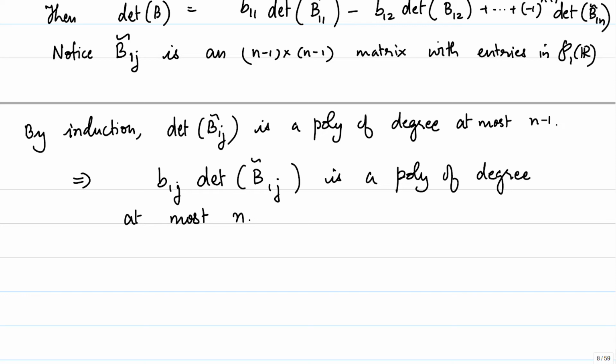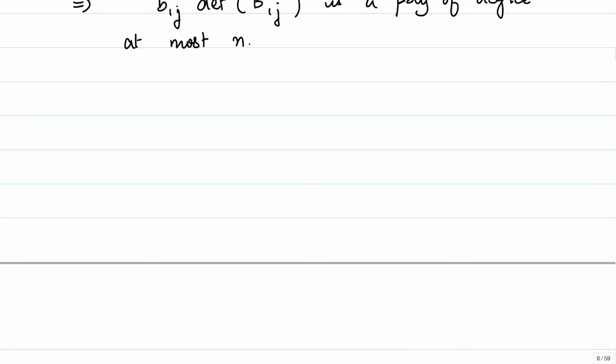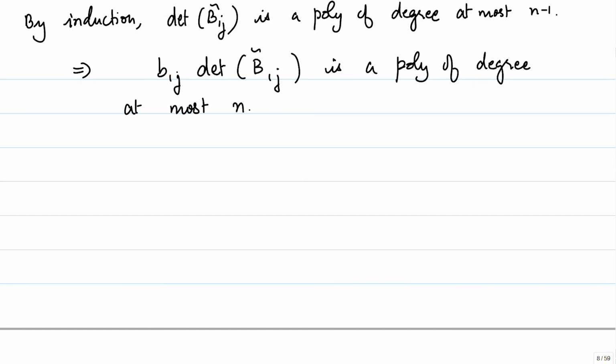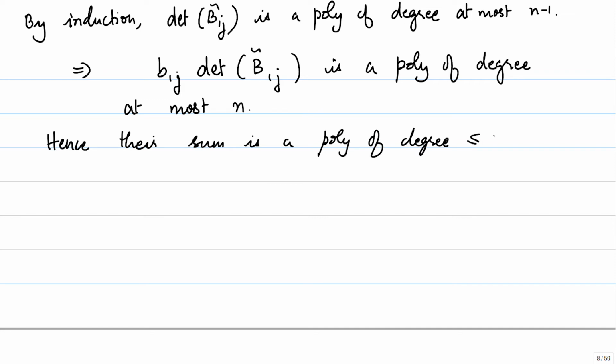And Pn of R is a vector space. If you add polynomials of degree less than or equal to n, we have a polynomial of degree less than or equal to n. Hence, their sum is a polynomial of degree less than or equal to n. Therefore, determinant of B is in Pn of R. So we have established the result.